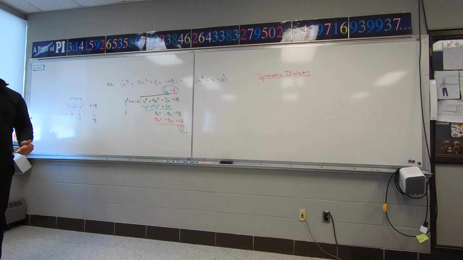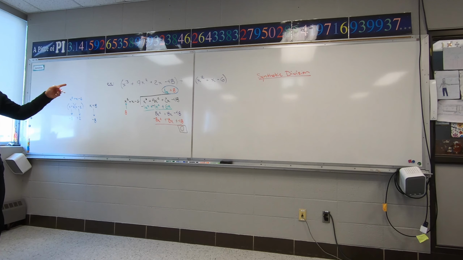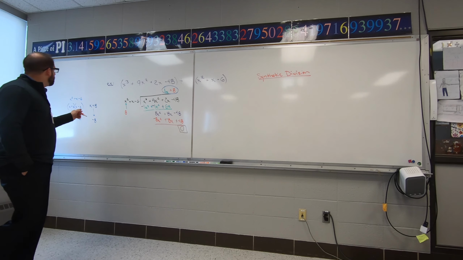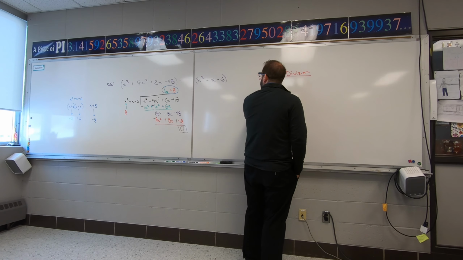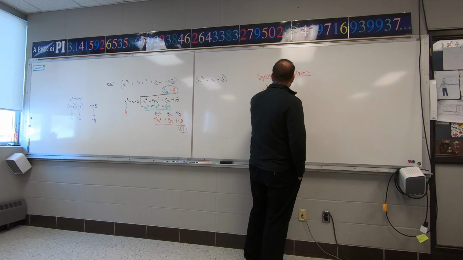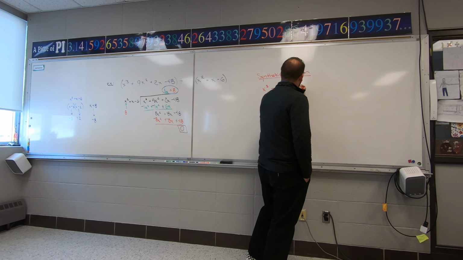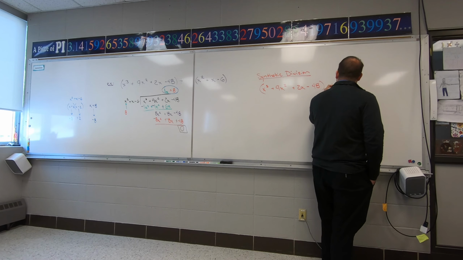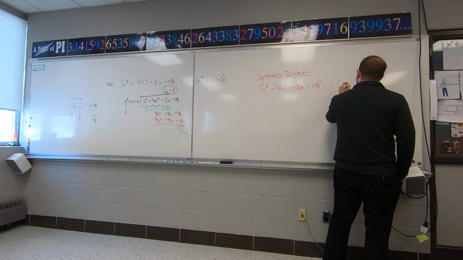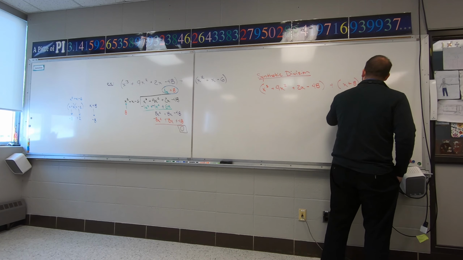Okay? So I'm going to do an example of synthetic so you can see it. I'll do it for this problem so you can see I get the same answers. We're going to work with this problem: x cubed plus 9x squared plus 2x minus 48. All right, and I'm going to divide by x plus 8. Let's just do that one.